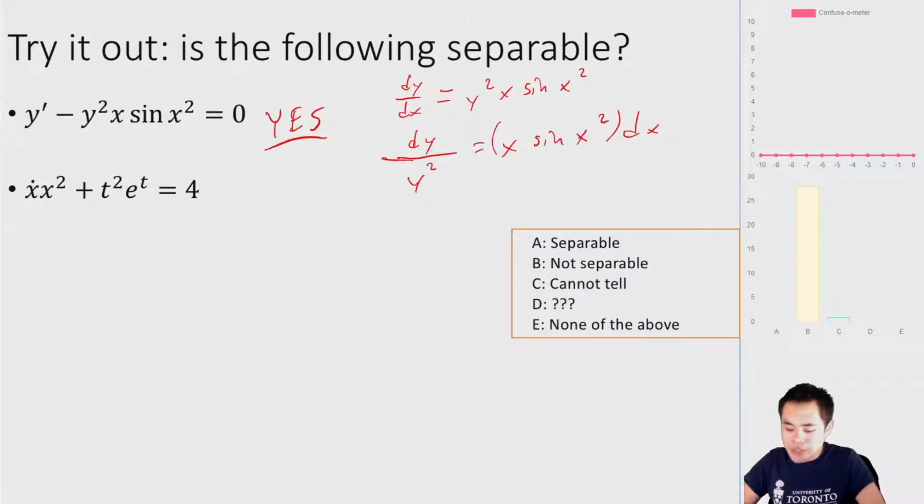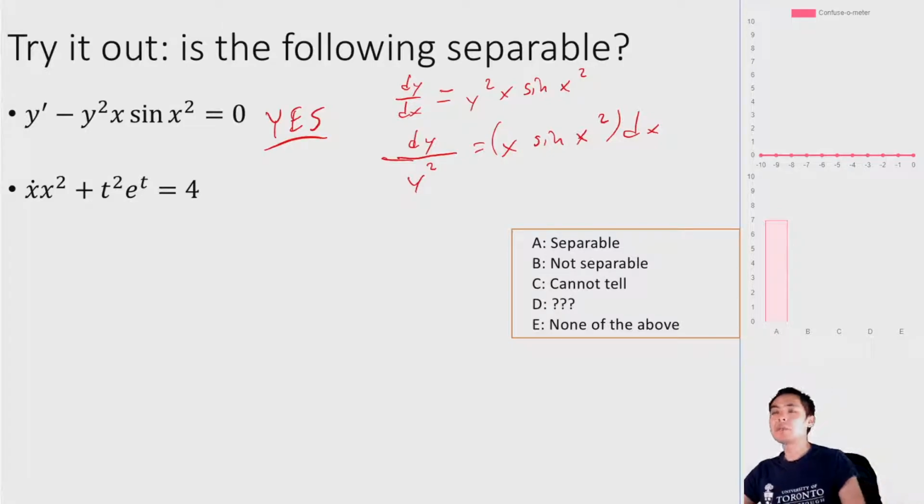x dot x squared plus t squared e to the t is equal to 4. So is this separable or not? Let me reset, sorry, before you guys start replying. Okay, so let's see. It looks like most people are saying A, though a couple people are saying B. Well, let's try separating it.